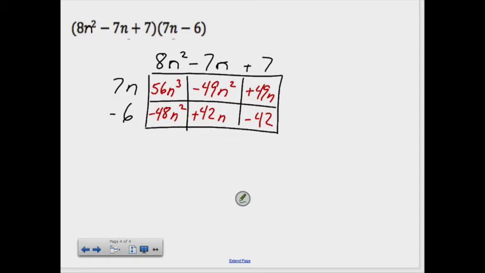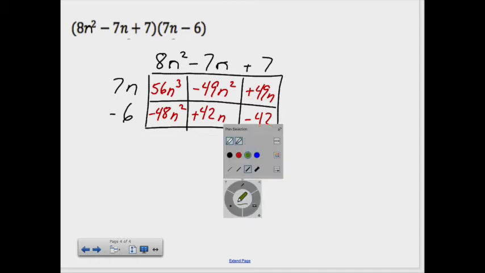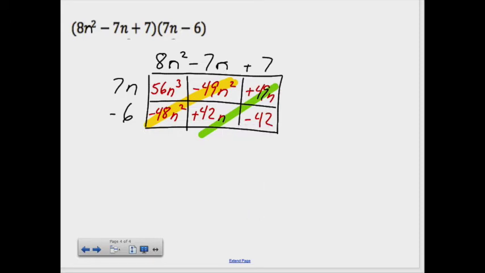Now, what you might notice happens sometimes with the area method is that like terms are diagonal across from each other. You've seen it before. For instance, these two both have an n squared to them. These both have an n. The n to the third up here in this corner doesn't have any like terms. Neither does the negative 42 down in this corner.